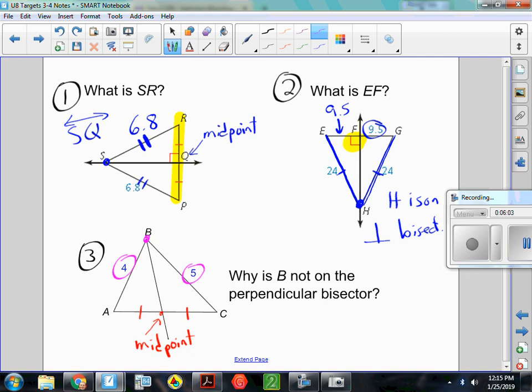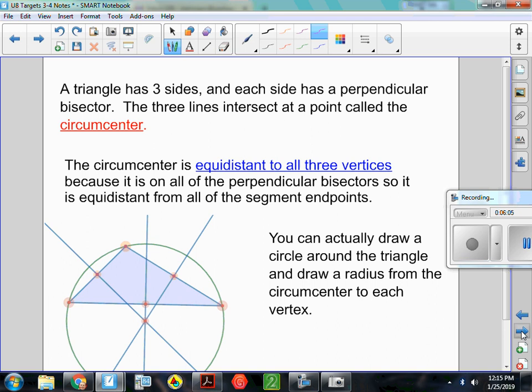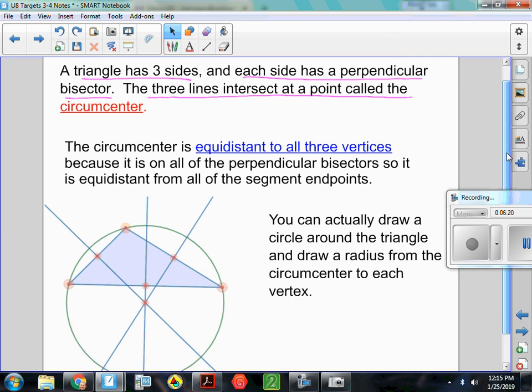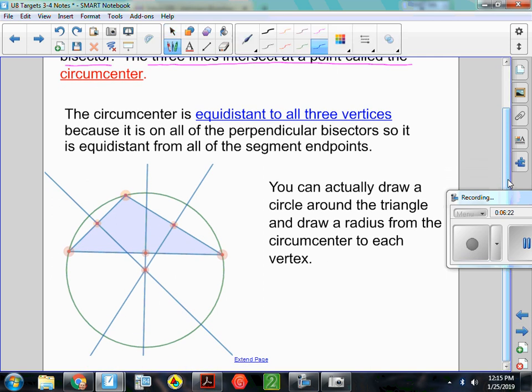All right, moving along. What we then learned is that because a triangle has 3 sides, and each side has a perpendicular bisector, all 3 of those perpendicular bisectors are going to intersect at a point called the circumcenter. So down here in my circle, this point in the center of the circle is called the circumcenter.